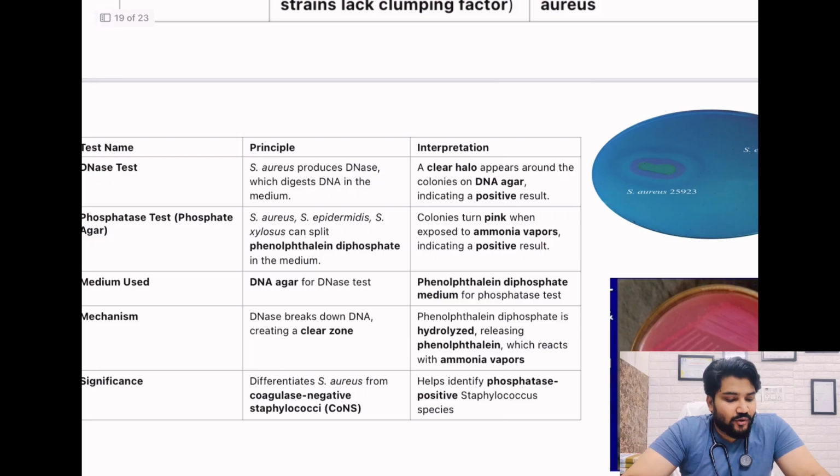So, which is more specific and more important is DNase. Staphylococcus aureus is exclusively positive for the DNase test, but there are certain other staphylococci where the phosphatase test is also positive, like Staphylococcus epidermidis and Staphylococcus xylosus. That's why phosphatase is specific, but not as specific as your DNase test. Okay, so these two are your plates.